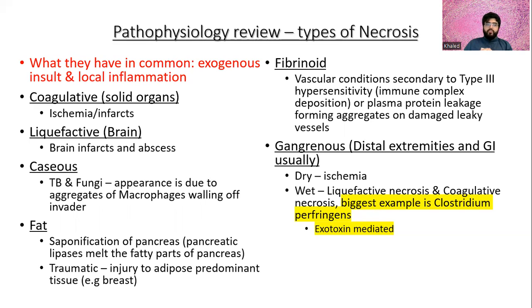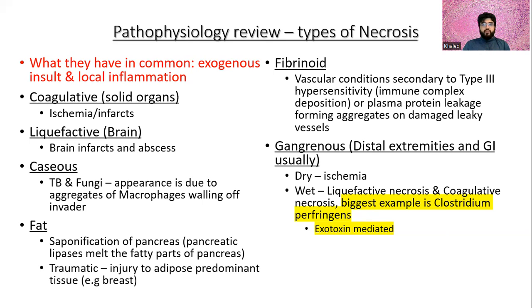You also have caseating necrosis. Usually it's secondary to tuberculosis, which I'm sitting inside. We'll talk about the granuloma later. This is my background. I'm in a granuloma right now. But again, you can appreciate that that's a Th1 response because macrophages are walling up the pathogen. So caseating necrosis is really associated with TB.